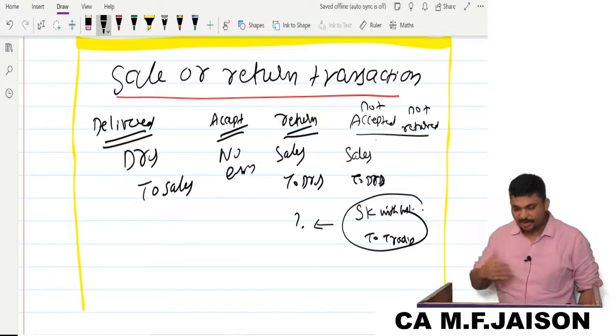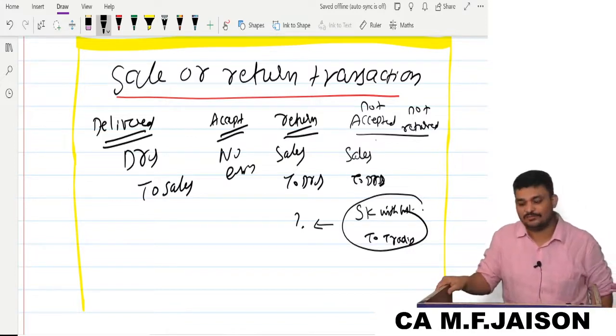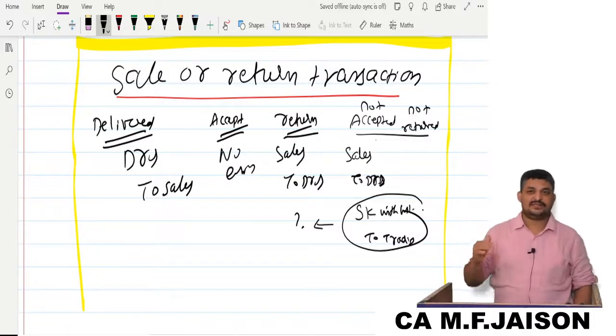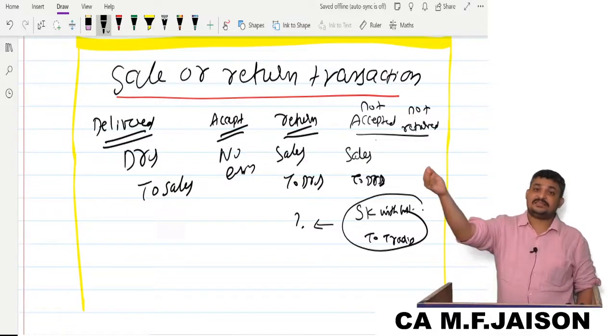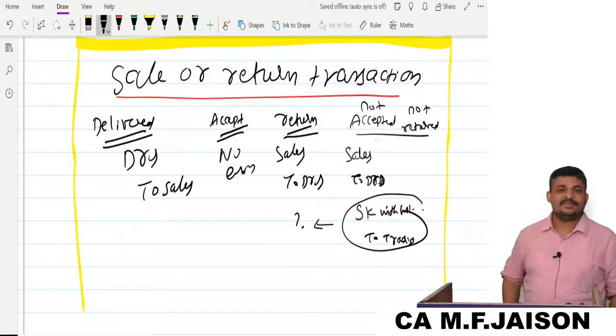So I should make 2 entries only for those goods which are neither returned nor accepted. I should be making 2 accounting entries. I hope you are following this. What are the 2 entries? Reversal of sales. What is the reversal of sales entry? Sales to debtors. And one more entry I should make: stock with customers to trading account. Understood? Like this, I should be making 2 entries.